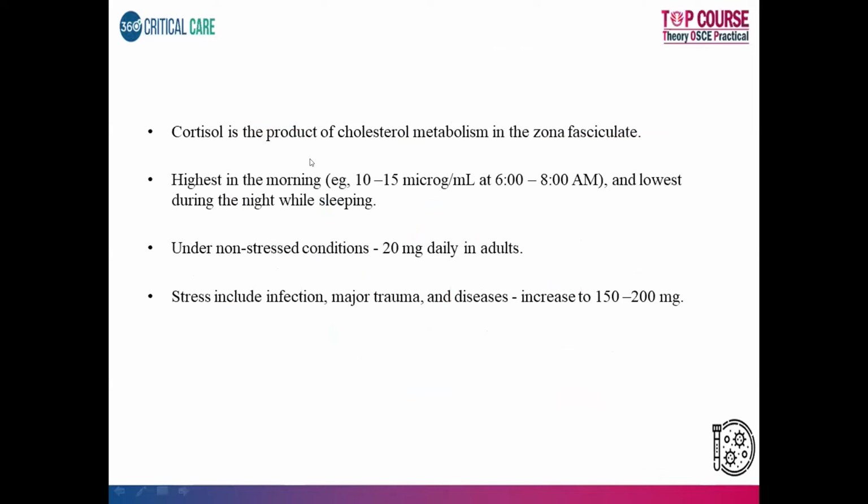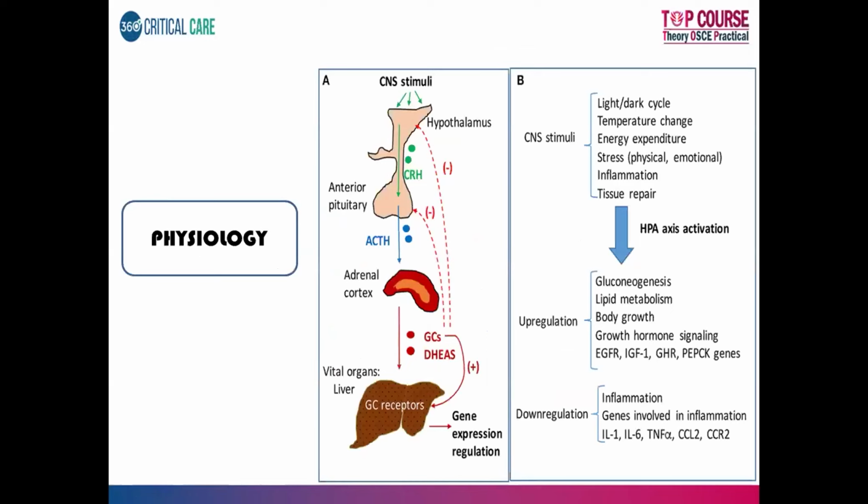It is highest in the morning and it is lowest during the night while sleeping. Under non-stressed conditions, the normal value is around 20 mg. Whereas in any stressors like infection, trauma, or diseases, it might increase up to 150 to 200 mg. Now coming to the physiology.